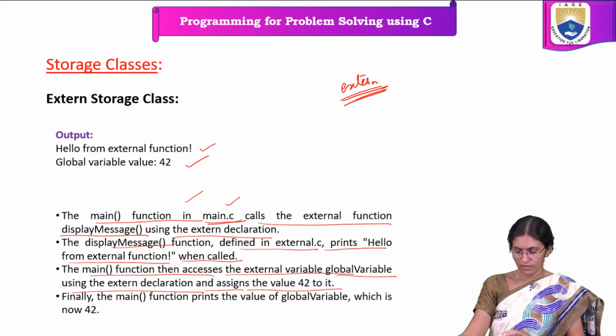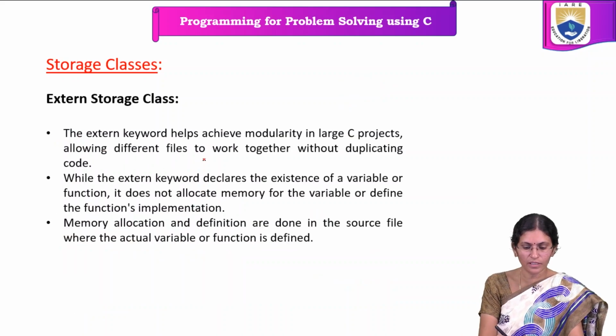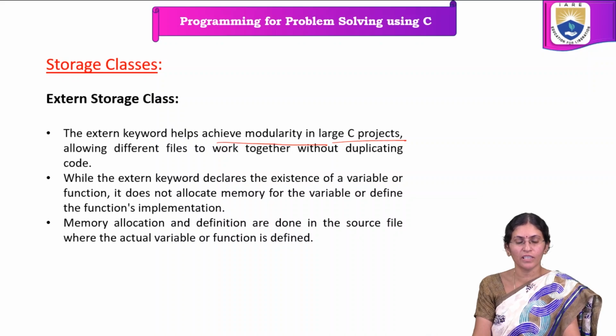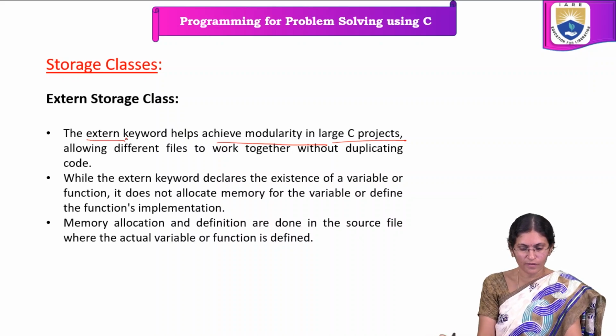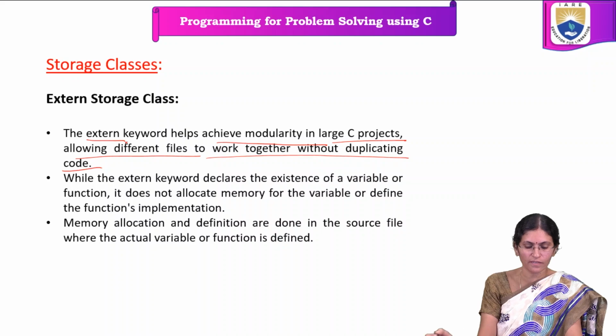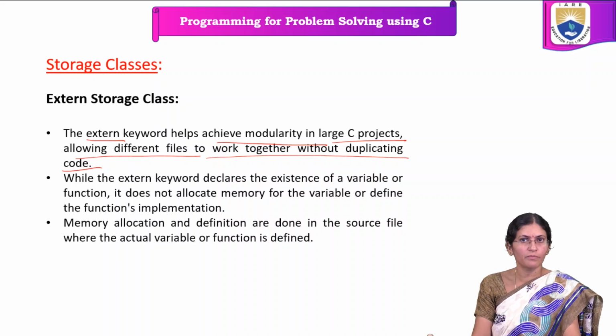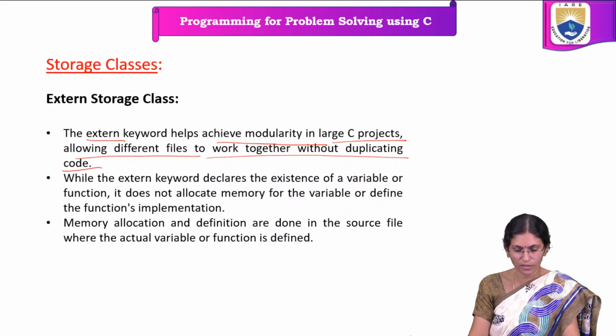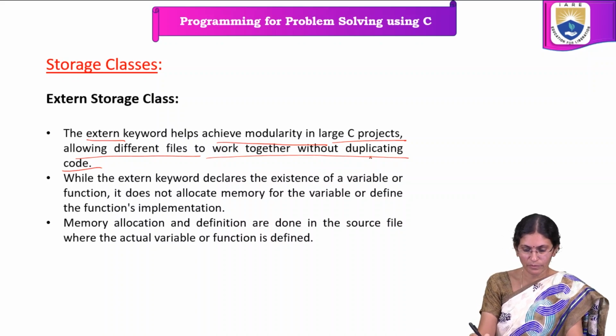So the external keyword helps achieve modularity in large C projects. Suppose in a project we need to share information between two or more files, then we can use this external storage class, allowing different files to work together without duplicating the code. Once the variable has been declared and defined in one file, there is no need to initialize it again in another file. In that way memory is saved.